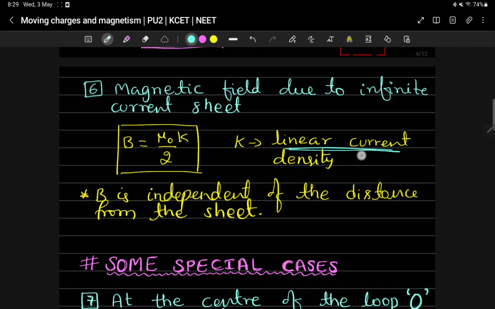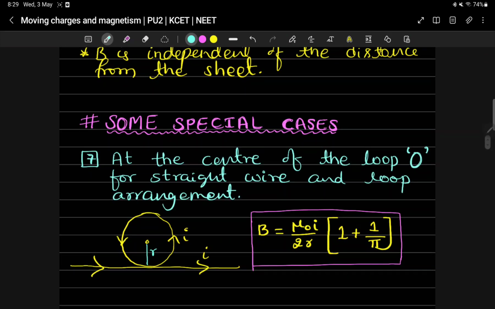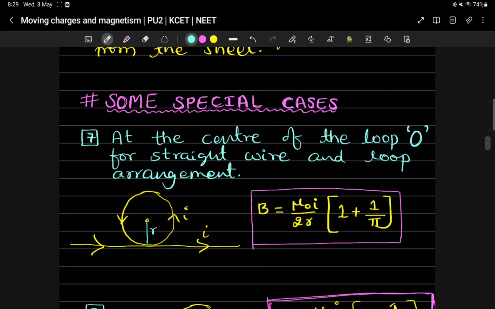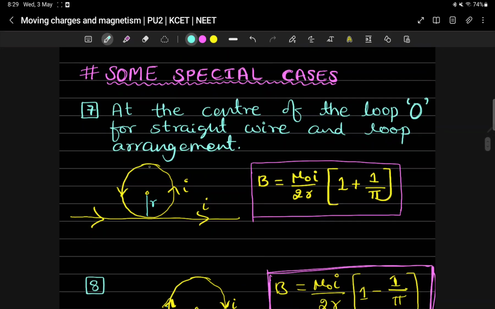We have studied linear charge density, so that is λ. Here we have considered linear current density. Then we have some special cases. See here, we have a circular current carrying conductor which is carrying current in this direction, like we can consider the anti-clockwise direction, and there is one more wire here which is carrying current from left to right.